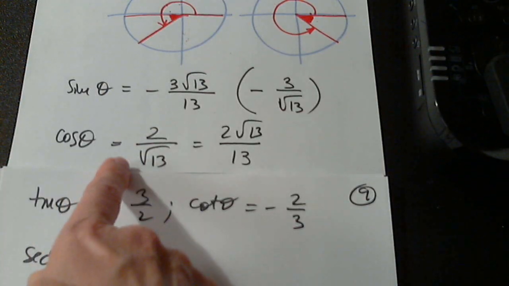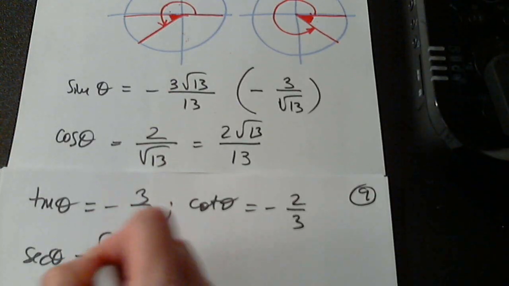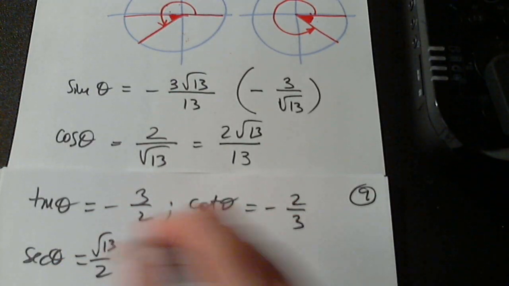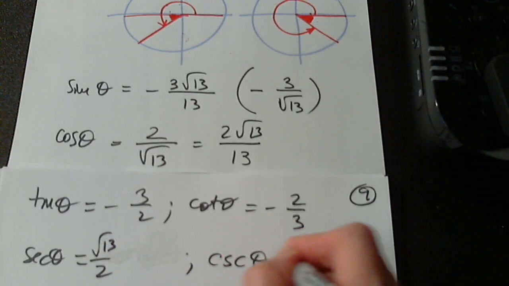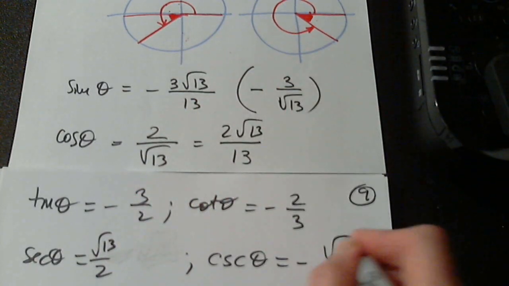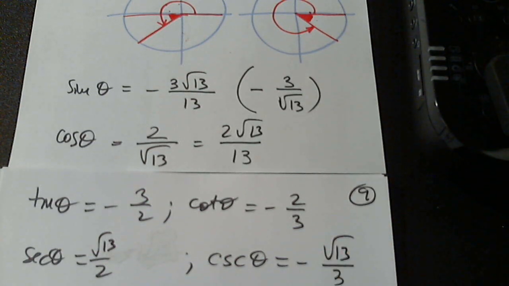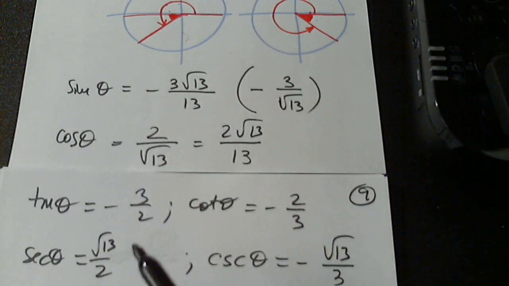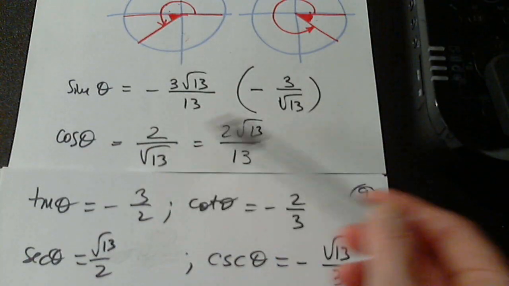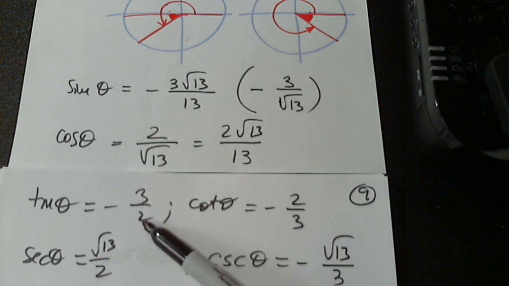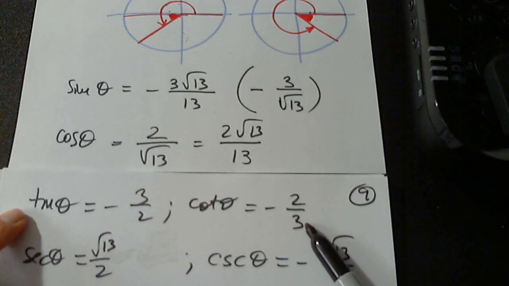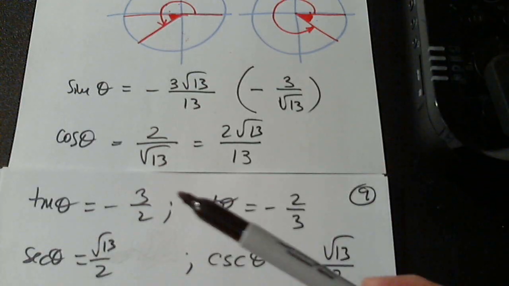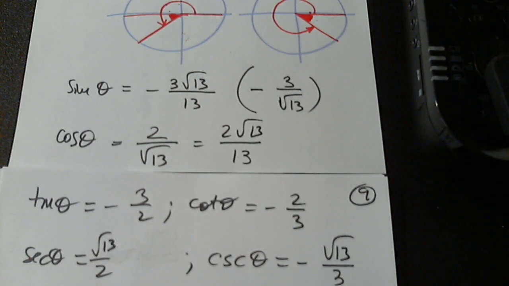Now secant is 1 over cosine. So I have the square root of 13 over 2. And finally, cosecant theta is 1 over this, negative the square root of 13 over 3. I don't need to look anywhere because I know the formulas. Sine over cosine, this over this, is negative 3/2, because when you flip, you simplify the square root of 13, and you get negative 3/2. Cotangent is 1 over this. Secant is 1 over this. And cosecant is 1 over this. Now, see what happens with the signs.